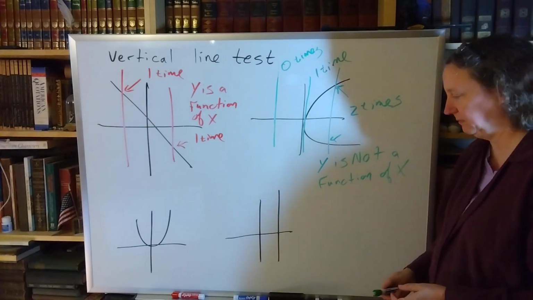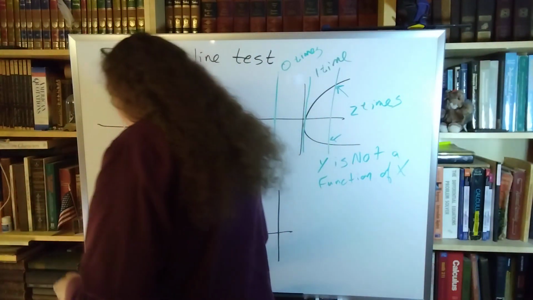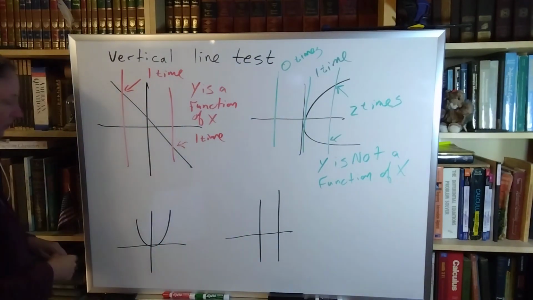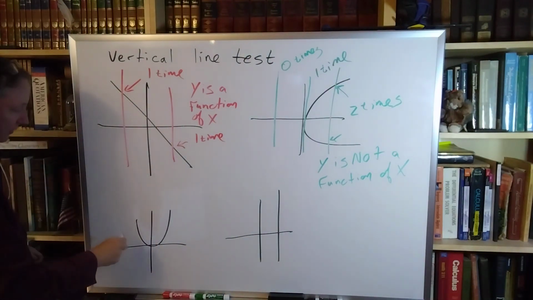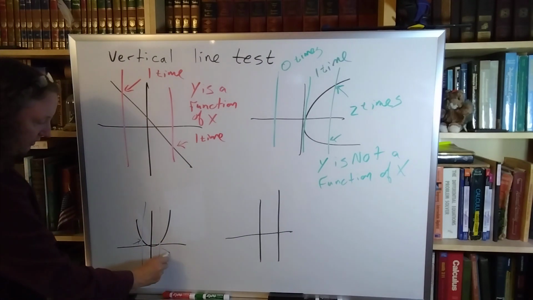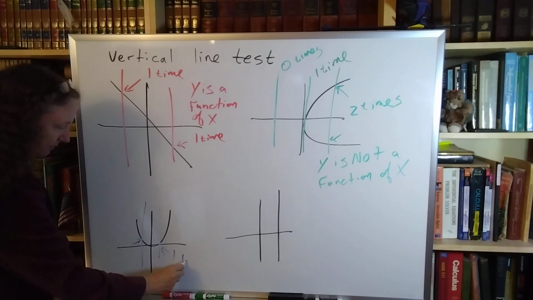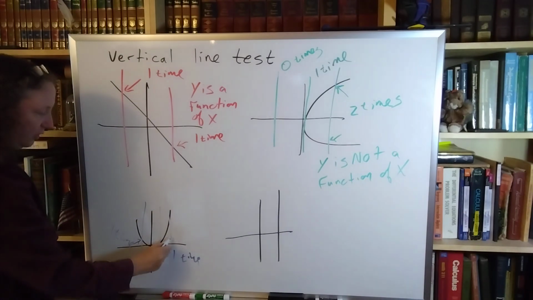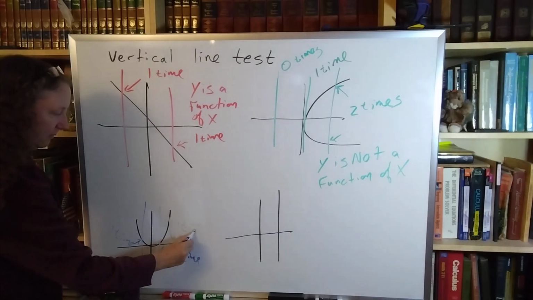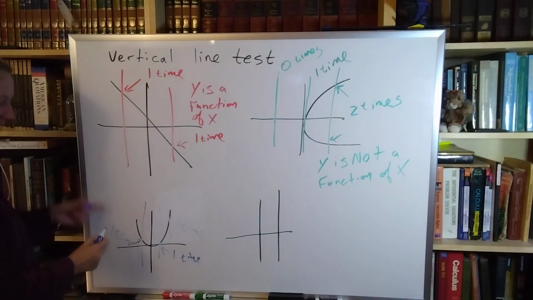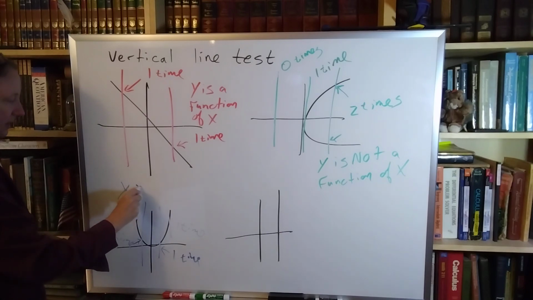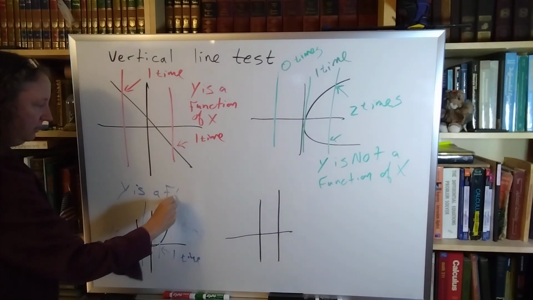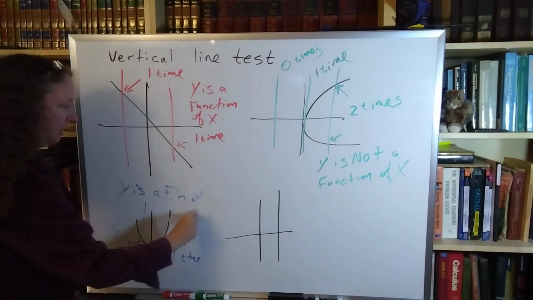Looking down at that one, I look for how many times, wherever I am, does this cross. So it crosses 1 time there, crosses 1 time there. So each time, no matter where I draw it, it's crossing only 1 time. So this one is a function of x. Y is a function, I'm going to abbreviate function, of x.